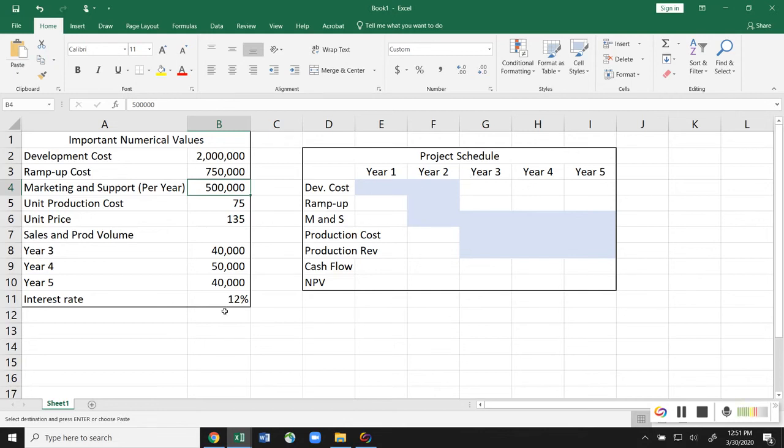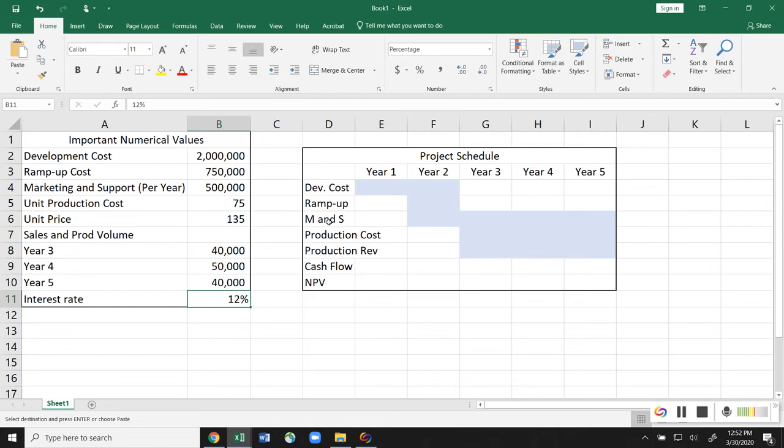And in this example, we assume that we have another investment that we could make a 12% return on. And so we want to know, one, obviously, is this going to make a good positive cash flow and make a profit? And then two, how much are we going to make over that 12% we could make elsewhere?